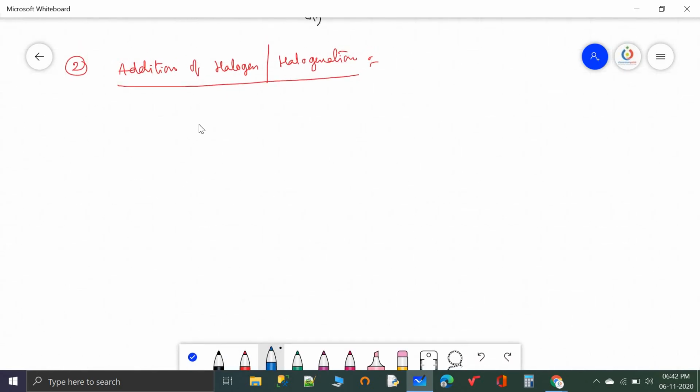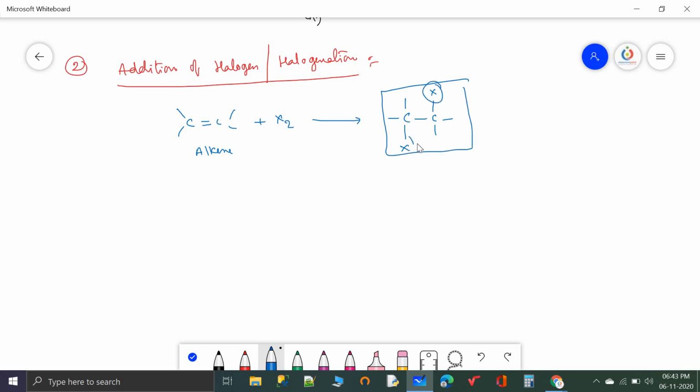First of all, I'll write down a general alkene. So alkene reacts with the halogen, any halogen you take. So alkene reacts with the halogen and converts to this molecule. So what did you observe here? The two halogens, the X parts, are going to add on opposite sides of the alkene. So it is called anti-addition. Anti-addition means they come and attack from opposite sides.